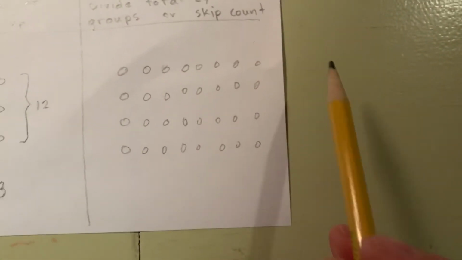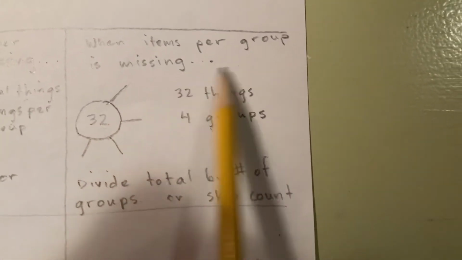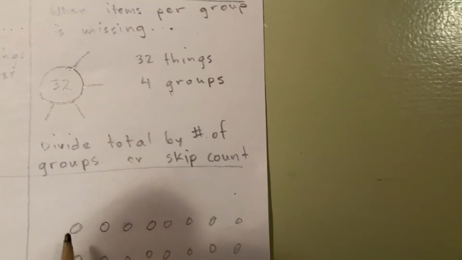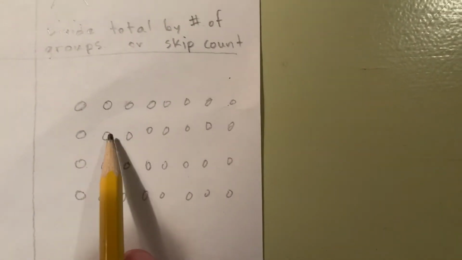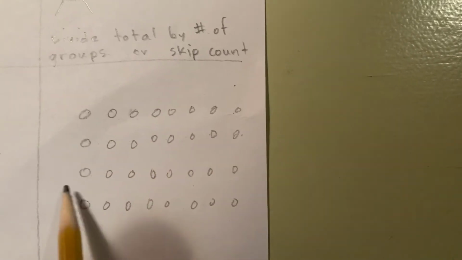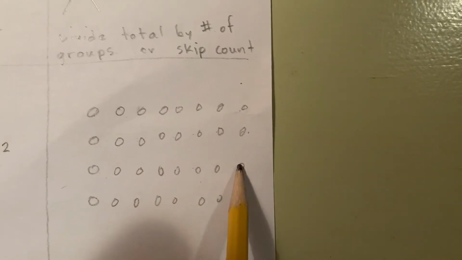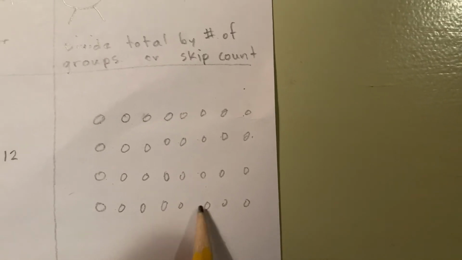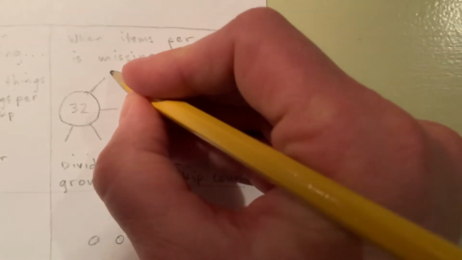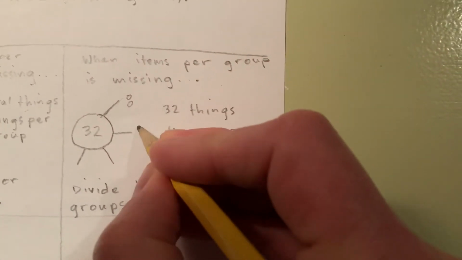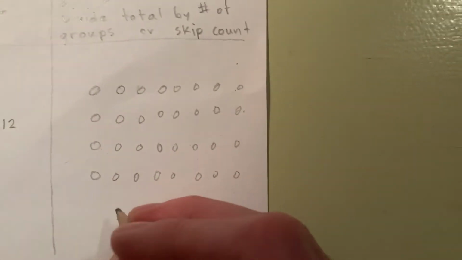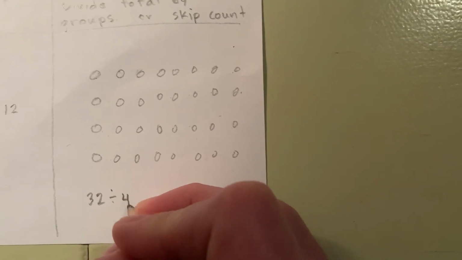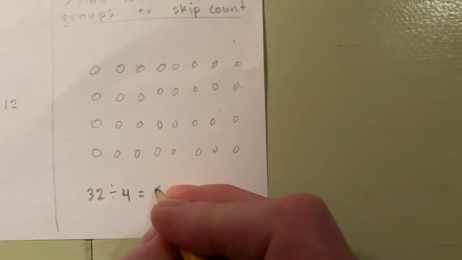And now my job is to figure out, okay, what was missing was the items per group, so how many things in each group. 1, 2, 3, 4, 5, 6, 7, 8, and just to check, each row again, 1 through 8. And so I've got 8 things in each group. When I write it out in a division problem, I've got 32 divided by 4 equals 8.